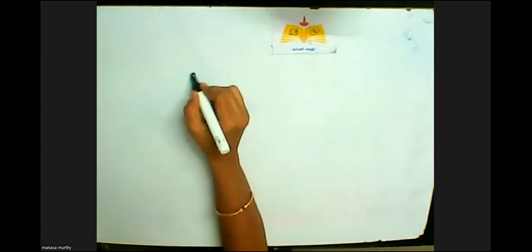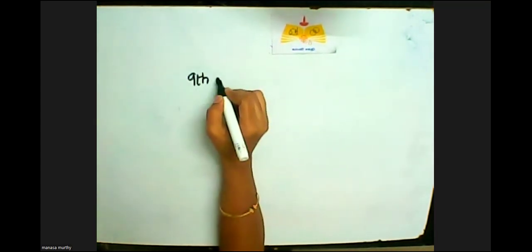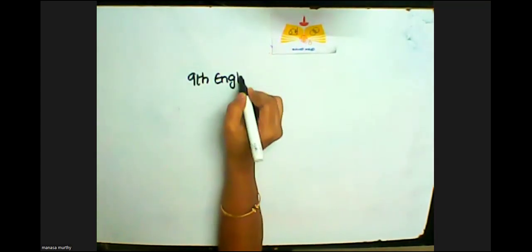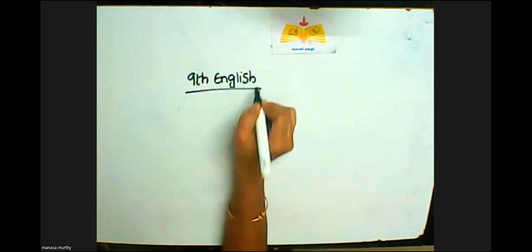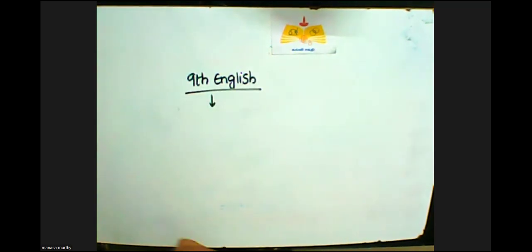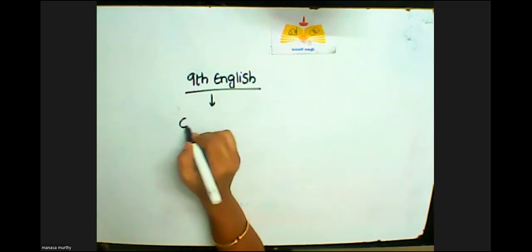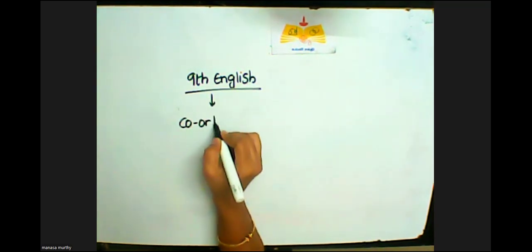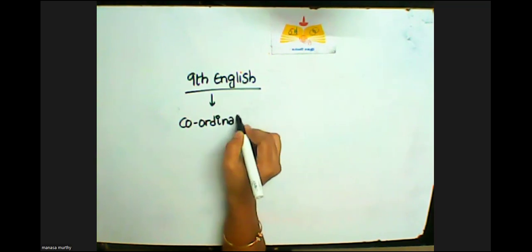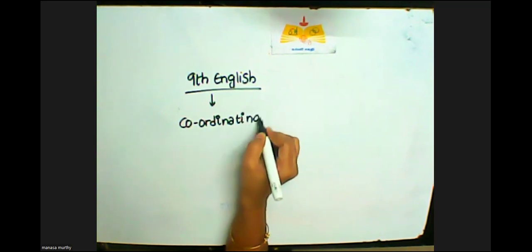So last class, what were we seeing? We started with conjunctions. And that too, we had learned much about coordinating conjunctions. What are all the coordinating conjunctions that we use?